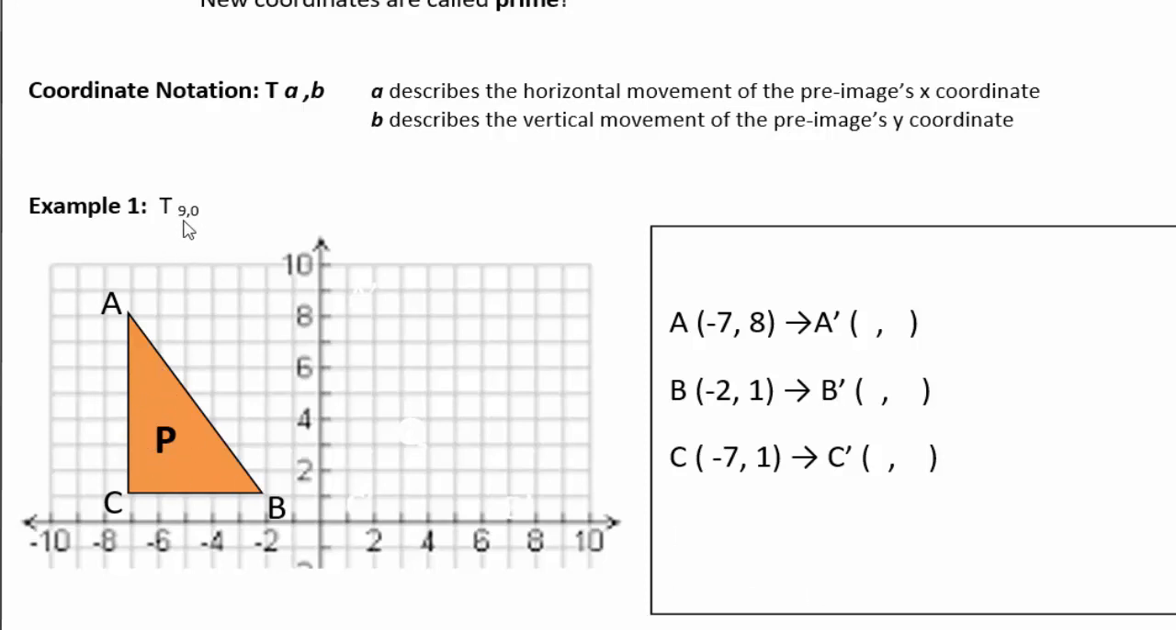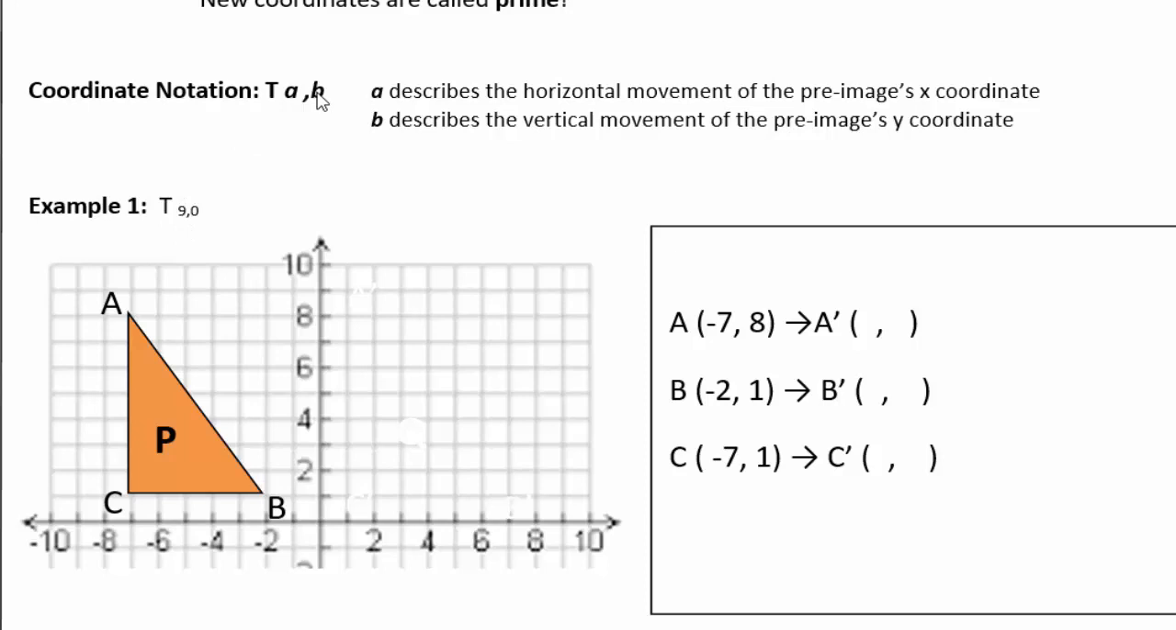Well, if you said 9, I would agree with you, because that is in the A position. So it's going to translate 9 units to the right, because it's towards the positive 9s, and 0 units vertical. So it's not going to move up and down, it's only going to move to the right 9 spaces. Let's go ahead and count that out.